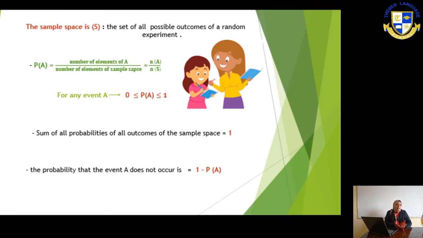So we can say that for any event A, the probability of A is more than or equal to 0 and less than or equal to 1. The sum of the probabilities of all outcomes of a sample space equals 1. The probability that the event A does not occur is 1 minus the probability of A.